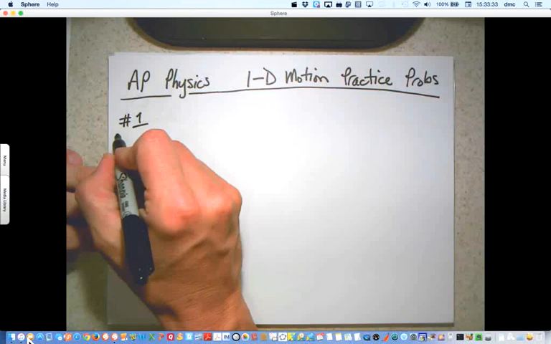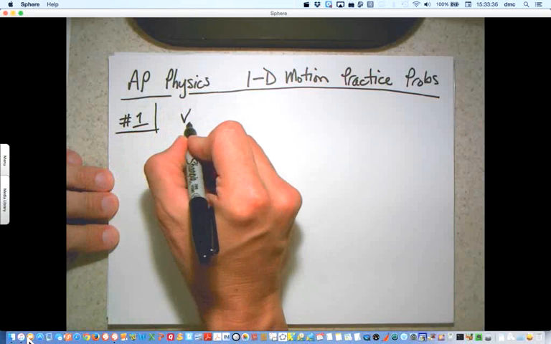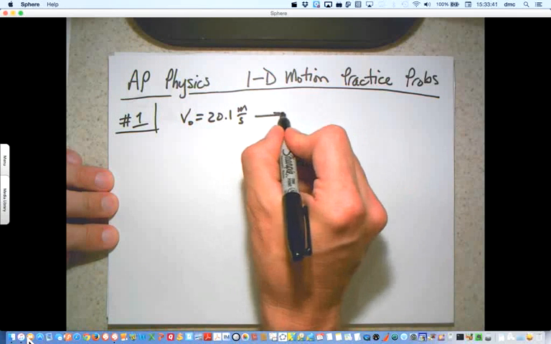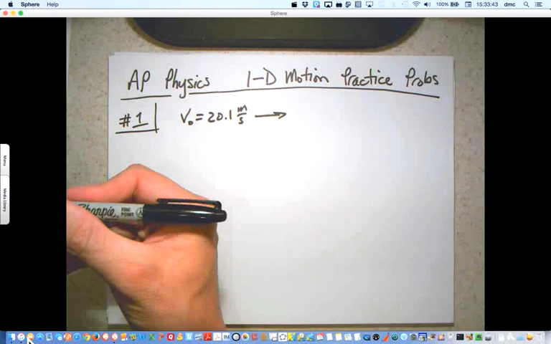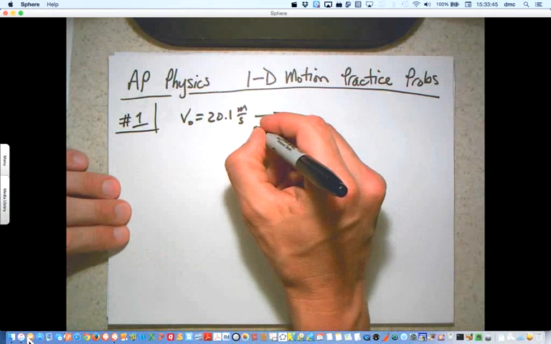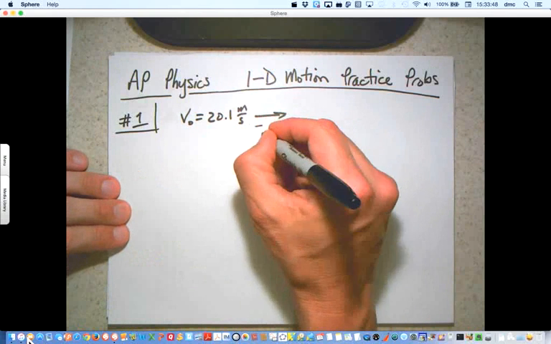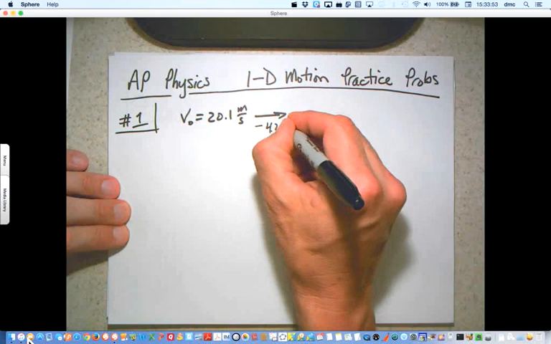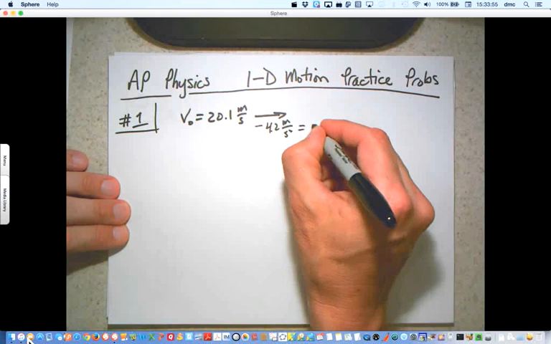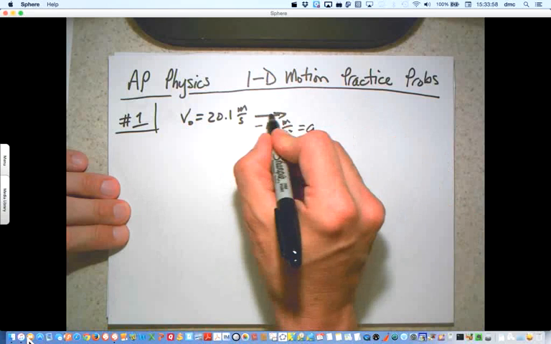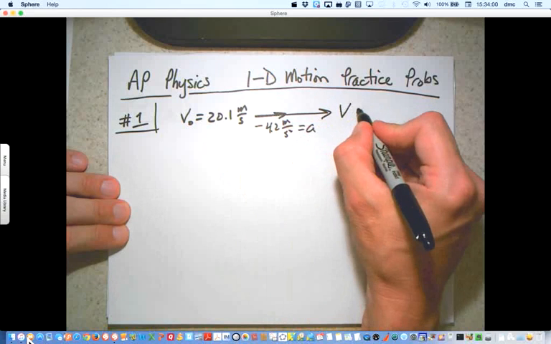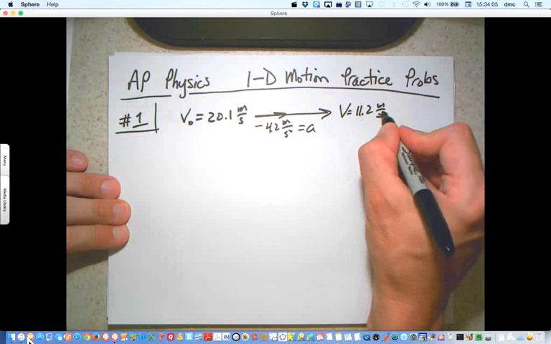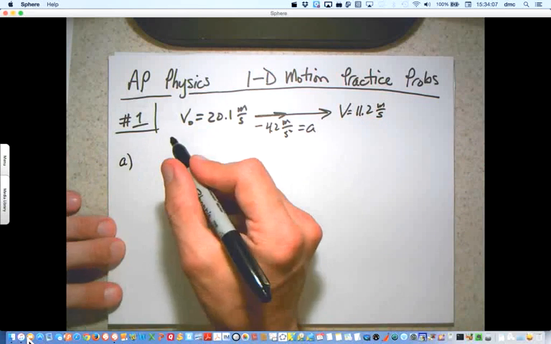So what we know, we can see that we know the initial velocity is 20.1 meters per second, and that's going to slow down. So the acceleration, since this is positive and it's slowing down, the acceleration is going to be negative. So negative 4.2 meters per second squared is the acceleration. And it's going to slow down to a final velocity of 11.2 meters per second. And question A asks, how much time does that take?